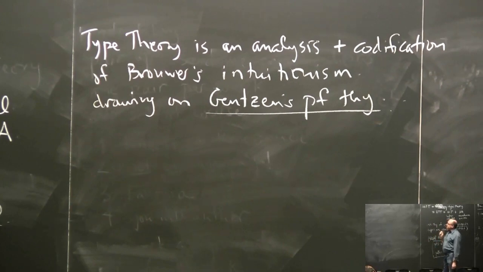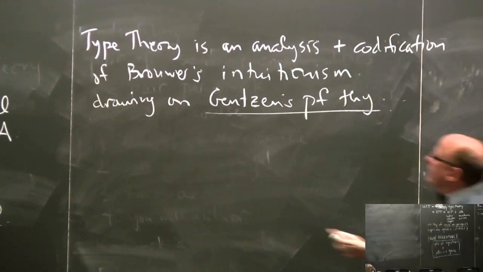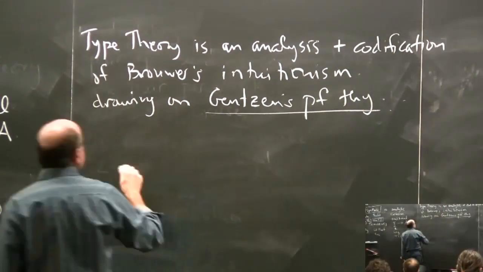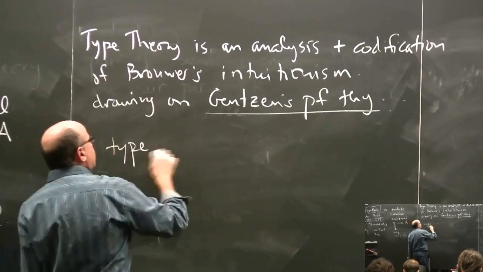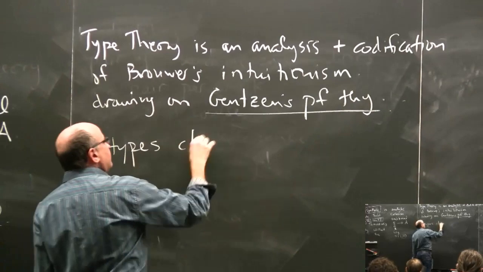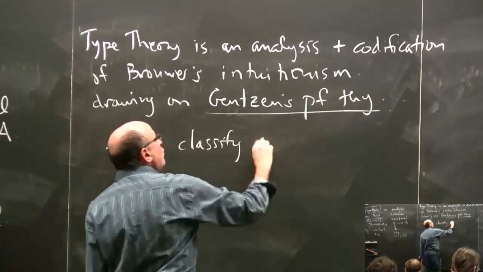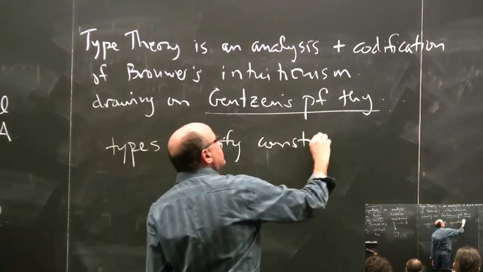So this is where this goes, and the idea is, what you want to do is systematize. You want to say that there is a notion of type, and types classify what are the admissible forms of construction.